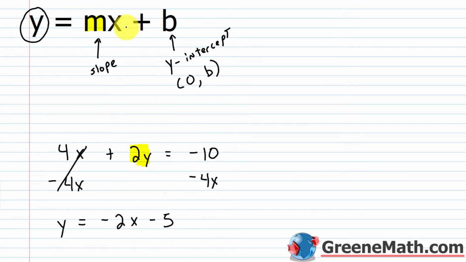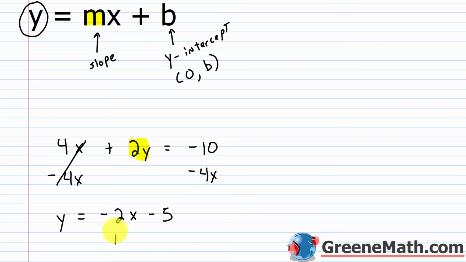Looking up here, I have y equals m, the slope, times x plus b, which is our y-intercept. So y equals negative 2x. In this case, negative 2 is the slope. This is your slope, or your m. And then minus 5. Minus 5, you can think of as plus negative 5. So your y-intercept would occur at 0, negative 5. This is your y-intercept.